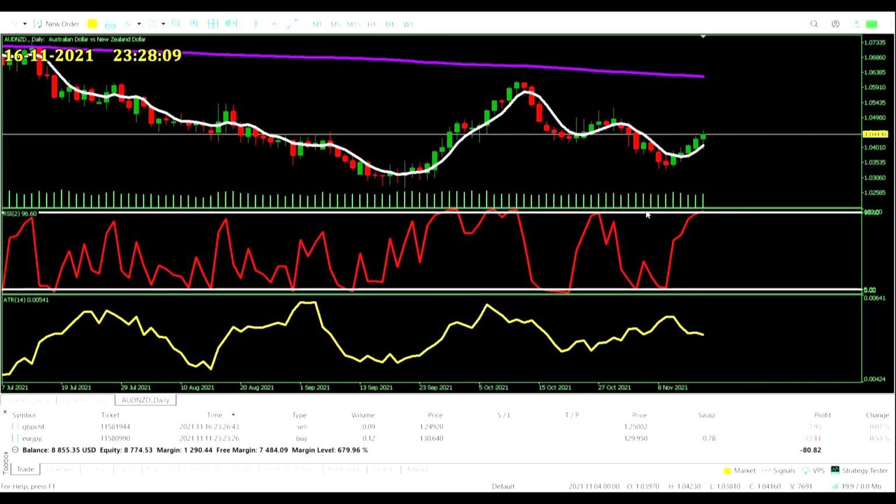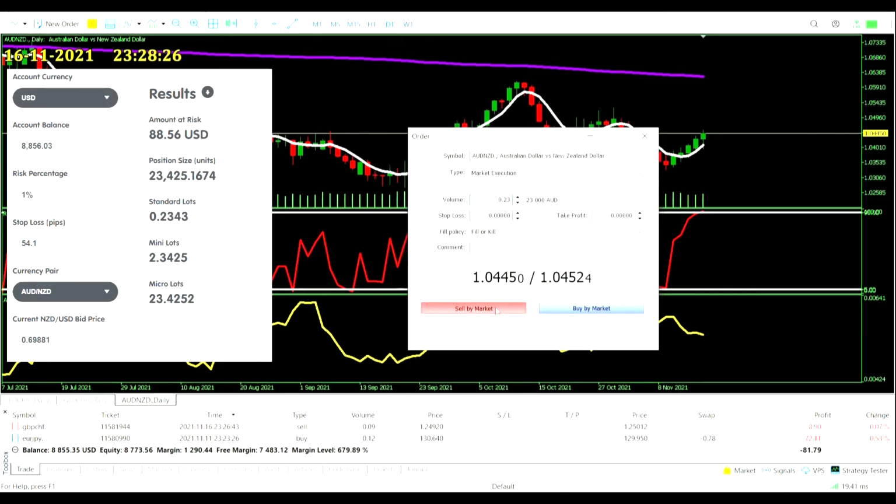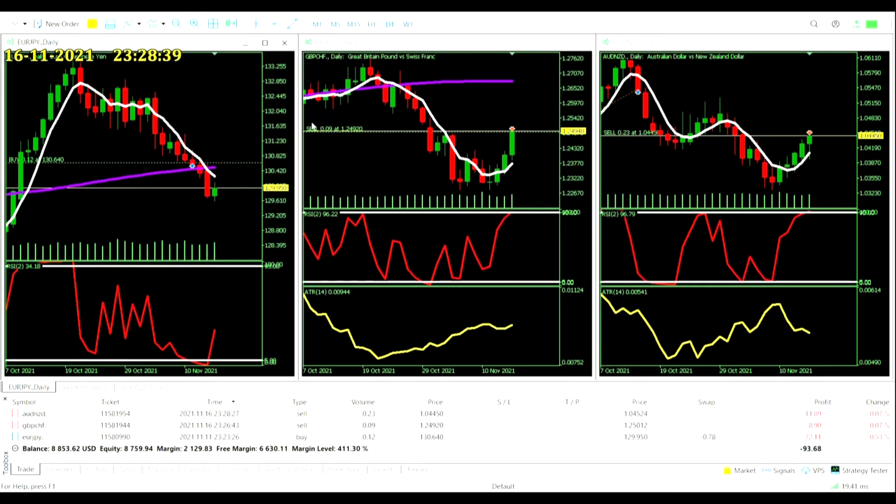Same for the Australian dollar, New Zealand dollar pair. Much lower ATR in this one, 54.1 pips. And it's another sell trade for us here. So we are able to leave ourselves in 3 trades overnight. If there was ever a time to get back our losses, now will be it.